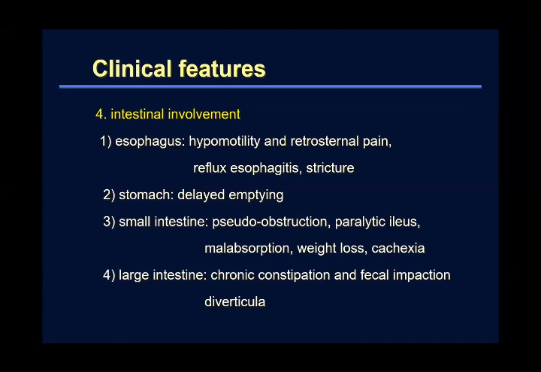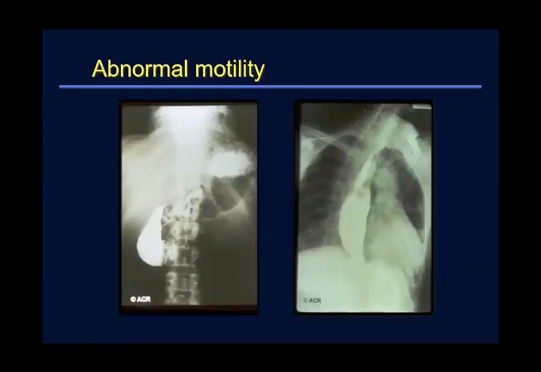There is a pseudo obstruction. Patient may present with alternating constipation and diarrhea because of the motility disorder. The large intestine can lead to chronic constipation, fecal impaction, and wide mouth diverticular disease of the colon. These are the motility disorders which can be seen on barium swallow of the patient. You can see the patient will have a stricture over there and dilatation.